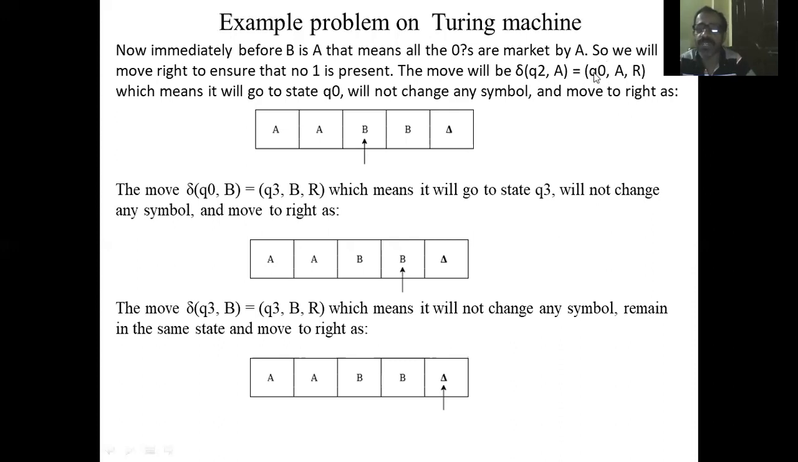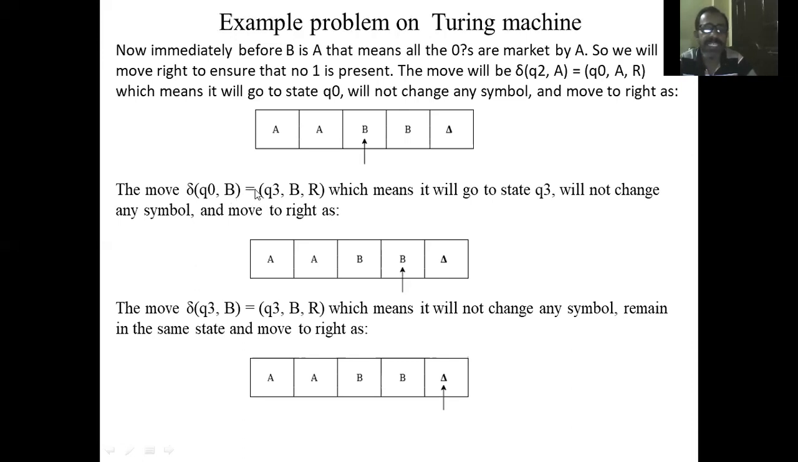This Q0 is used for changing unreplaced zeros with A. Okay? So Q0. But what happened here is Q0 immediately experiences B. We didn't experience Q0 on B before. If Q0 on B is there, it means the immediate next symbol of capital A is B, which means all A's have already been used up.